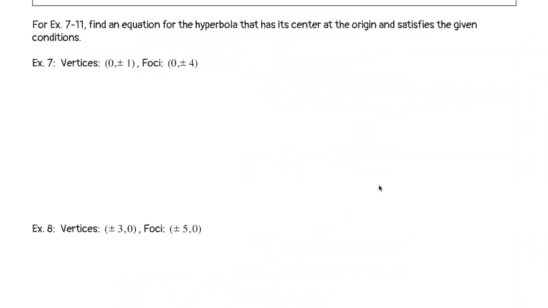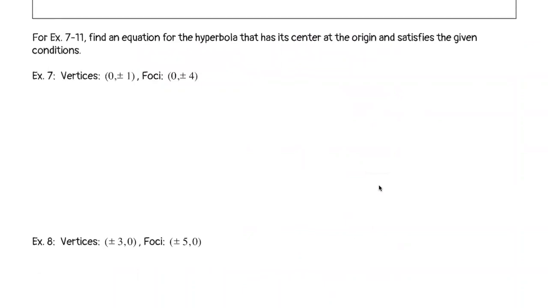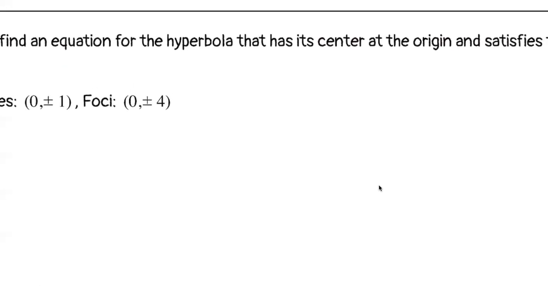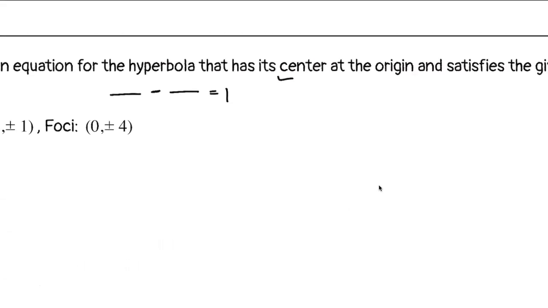Okay. So example 7 says, find an equation for the hyperbola that has its center at the origin and satisfies the given conditions. And so when we're looking for a hyperbola, we really want to note that we have a minus in between the two fractions, right? So we have a fraction minus a fraction equals 1. And then we are actually told that the center's at the origin, and that means that h comma k is actually equal to 0 comma 0.